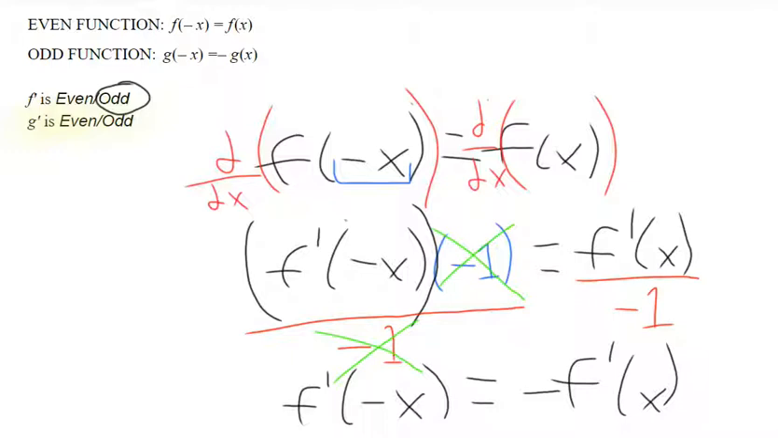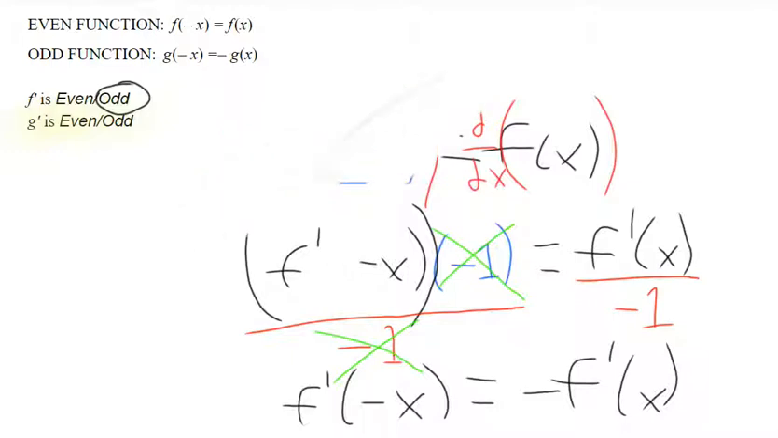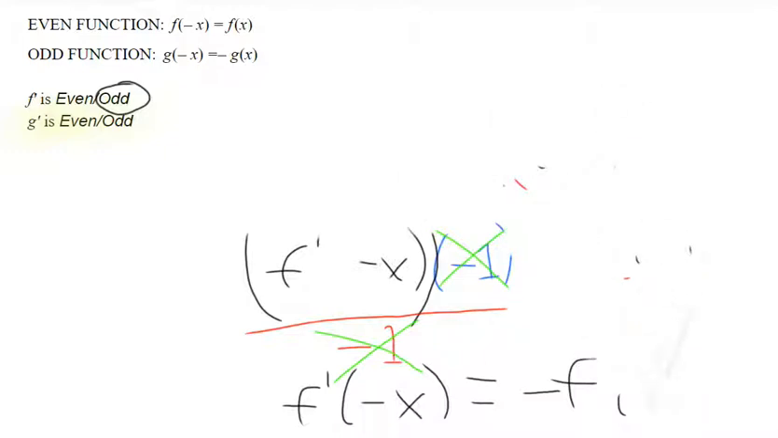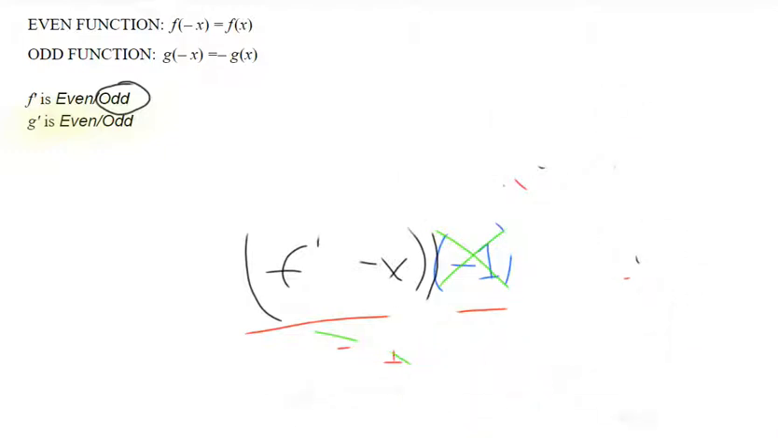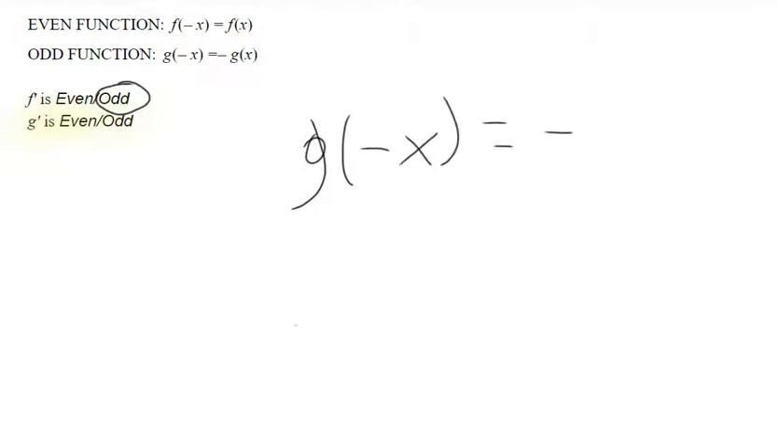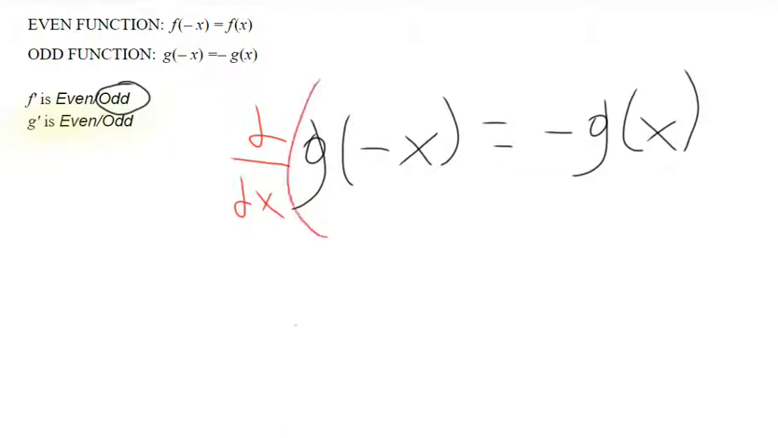Now I'll erase all this so we can do the same thing for our odd function, g of x. So I'll copy this down again. G of negative x equals negative g of x. And once again, I will take the derivative on both sides, so we'll do a d dx and a d dx.